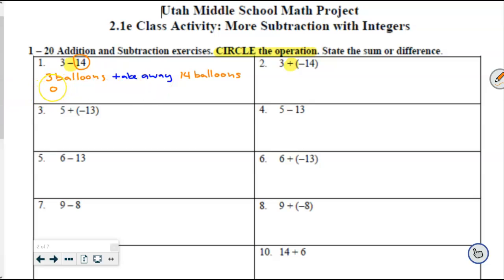Let me draw those 3 balloons. Take away 14. 1, 2, 3. Oh no, we don't have enough balloons. So what do we do? Zero pairs. So now I'm going to draw a zero pair. There's a 4th balloon, still not enough. I need to keep on going. There's going to be a lot of zero pairs. There's 6 now, still not enough. Keep going. These here are all zero pairs. I'm going to circle the zero pairs so I know what's happening.